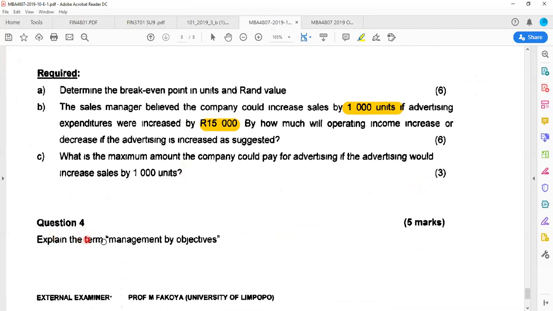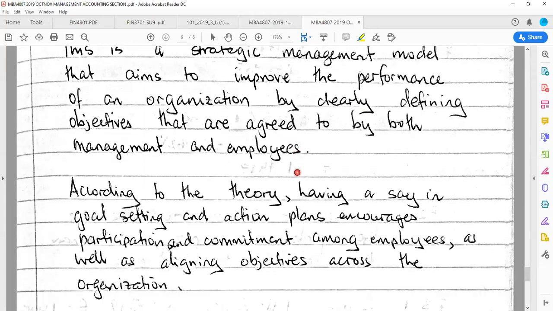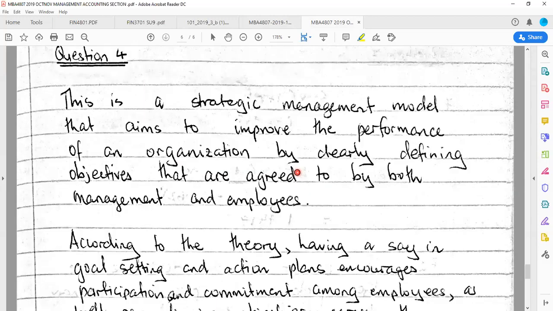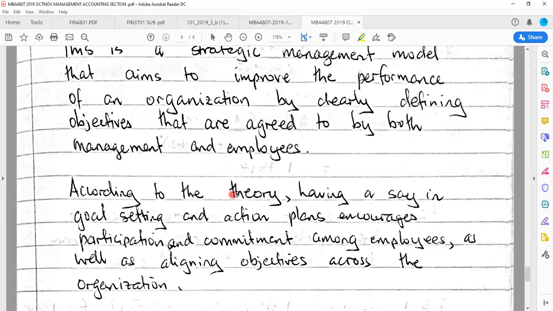And then lastly, question 4: explain the term management by objectives. This was just a theory question they threw in there, and I just wrote a brief description of what we mean. It's overlapping with strategic management. Sometimes in these MBA modules, some of the content you are asked does overlap. This is a strategic management model that aims to improve the performance of an organization by clearly defining objectives that are agreed to by both management and employees. According to the theory, having a say in goal setting and action plans encourages participation and commitment among employees, as well as aligning objectives across the organization.